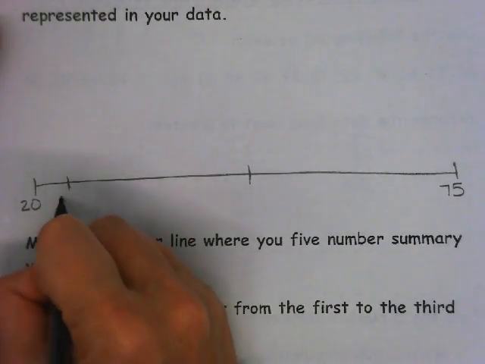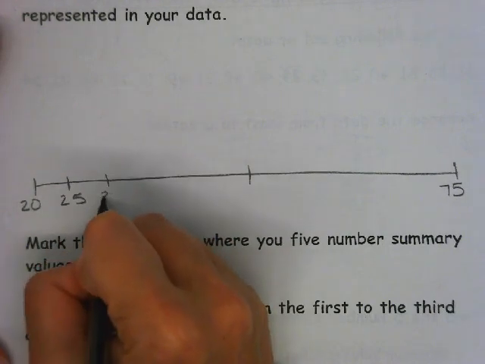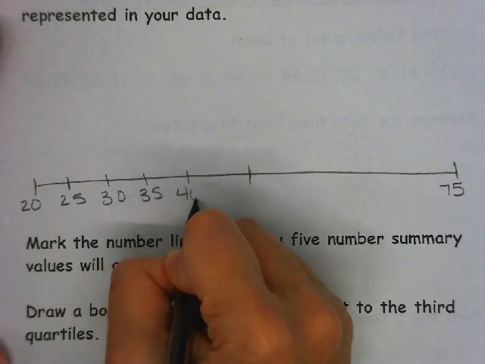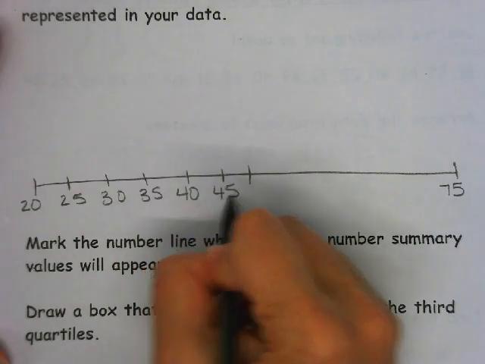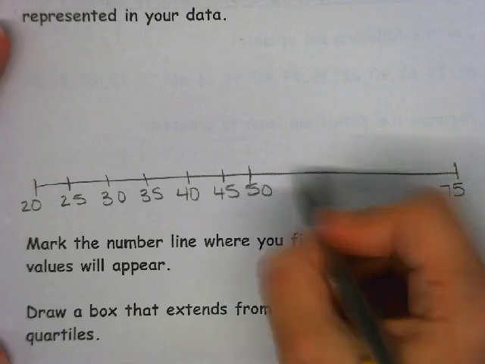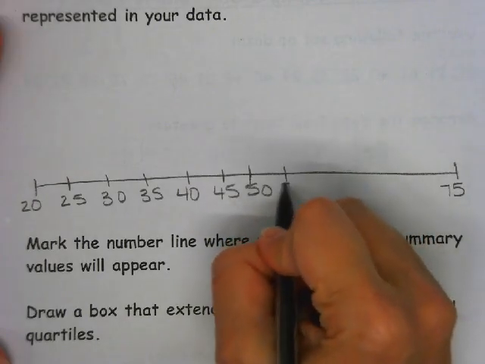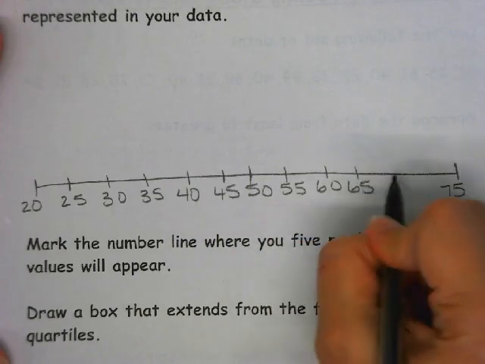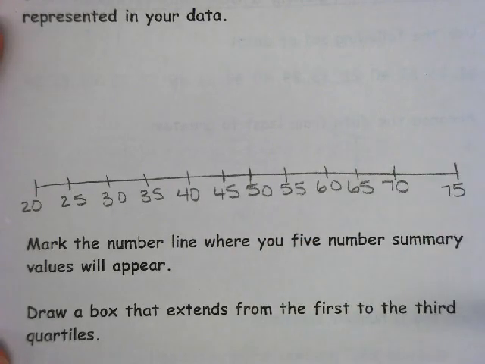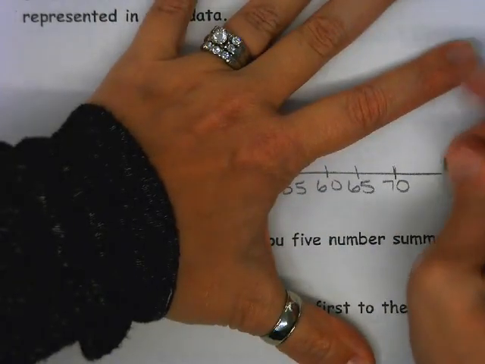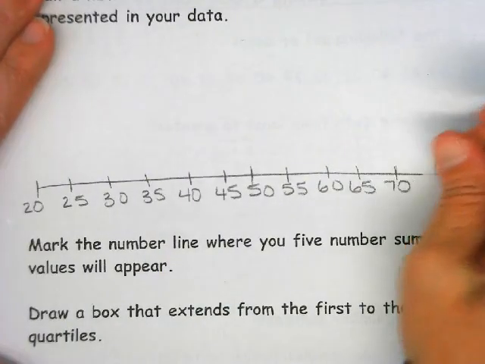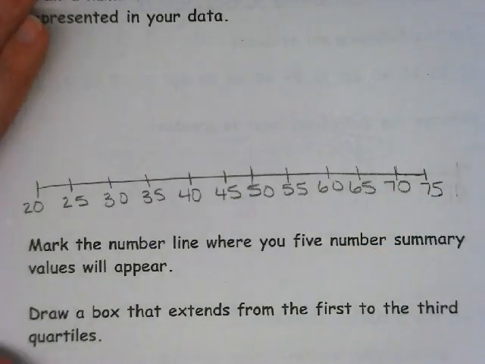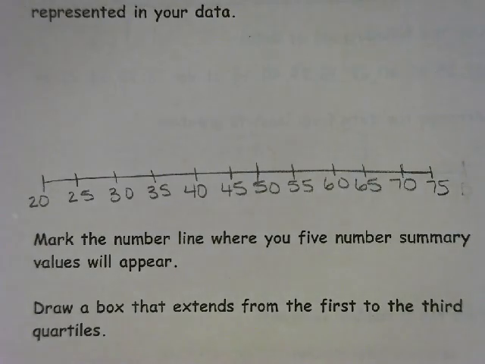So maybe we call this 25, 30, 35, 40, 45, 50, and we may have to move our 75 to do this. That's okay. 55, 60, yeah, I'm going to have to move mine. It depends on how you spaced it out. 70. I'm just going to move it in a little bit because I don't want that to look super big. Kind of about the same amount of space for each one. Does that make sense? I'm going to give you a minute to draw your number line.